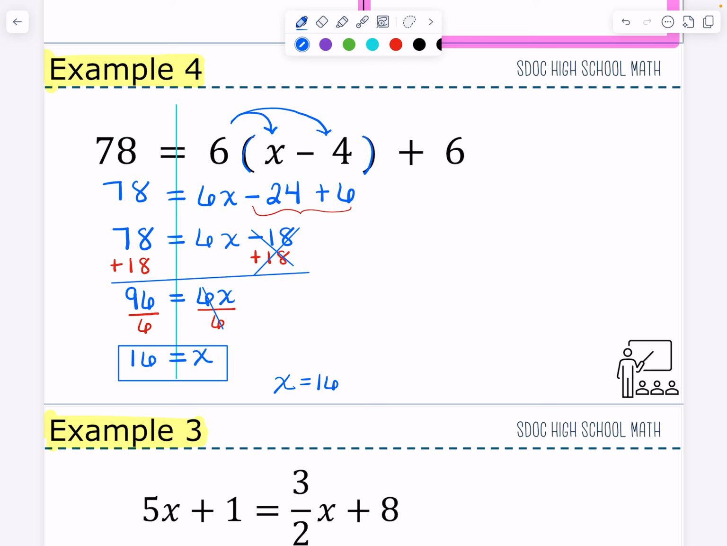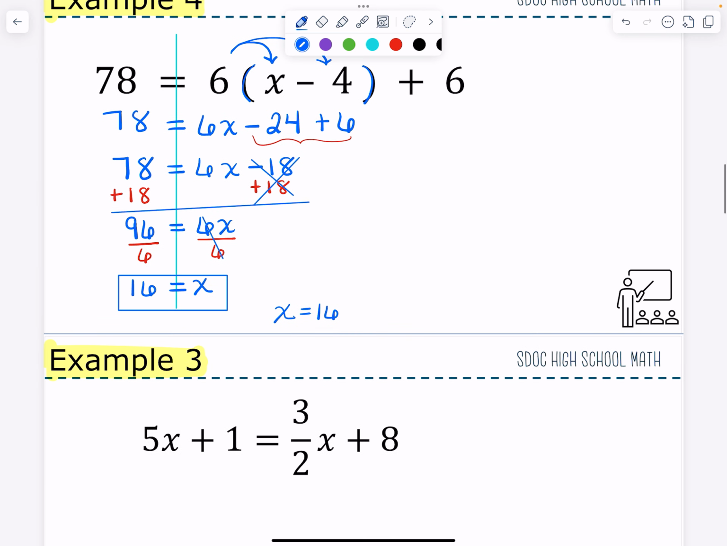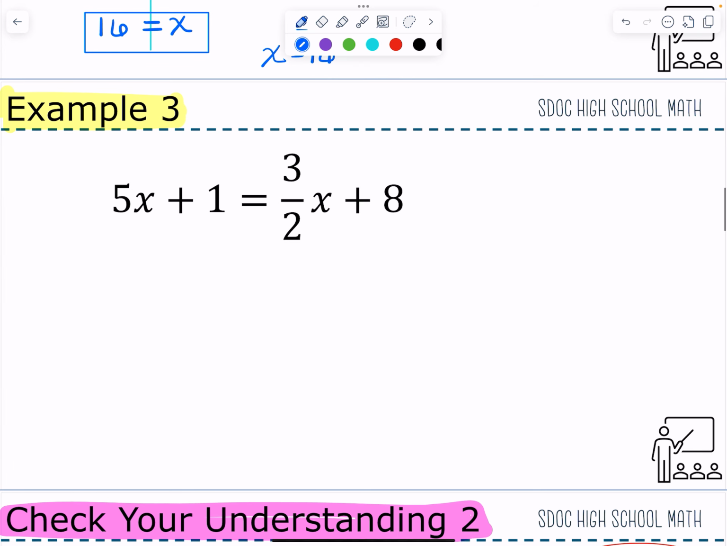Now I want to do the same process with example 3, getting x by itself, but there's not going to be any parentheses on this one. However, there is our dreaded friend, the fraction. So here's what I want to talk about. I want to talk about how do we get rid of a fraction. There are ways to get rid of a fraction. It does not mean that there won't be a fraction in our final answer, but in the beginning, we can get rid of it to make our math a little easier.